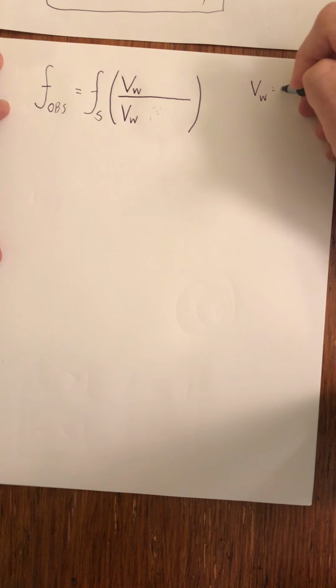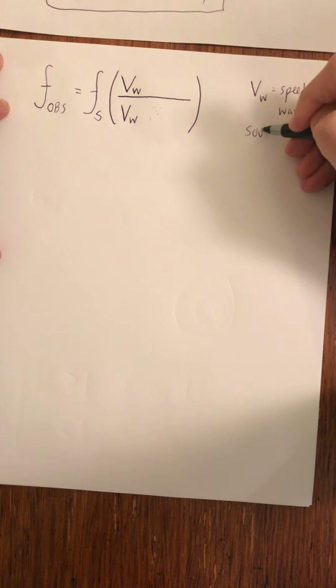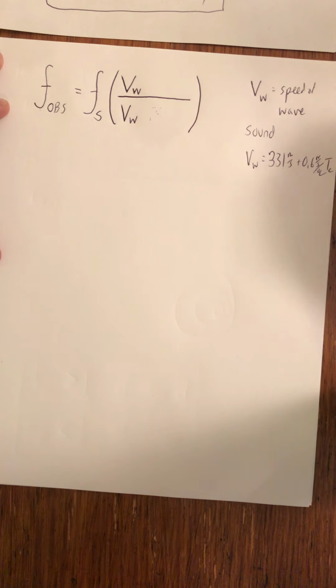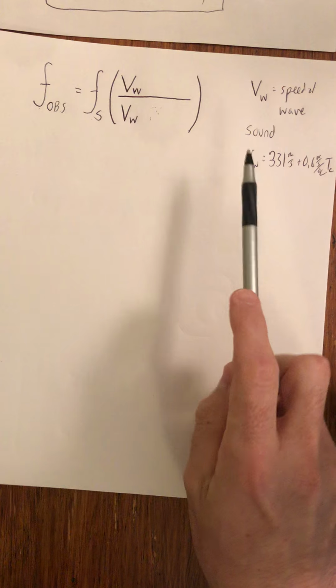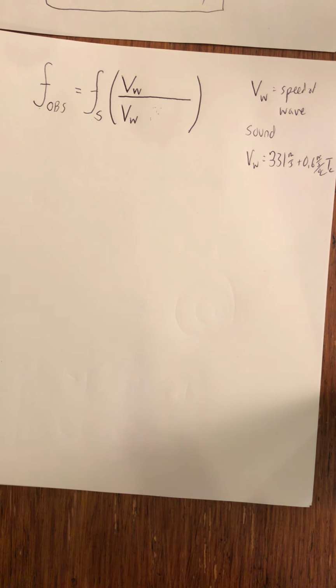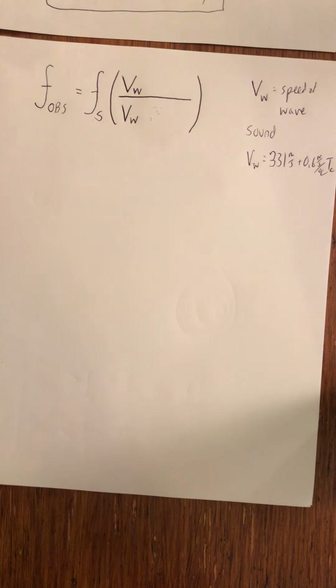V wave equals speed of the wave. In this unit, that's going to be the speed of sound, right? So if it's sound, we're talking v wave. If it's in air, it's 331 meters per second plus 0.6 meters per second per degree Celsius times the temperature in Celsius. But if it's in water, that's a different number. If the wave is a water wave, that's a different number. If it's a light wave, that's different. But here, because we're doing sound, that would be the equation. In air, this is the equation we're using.